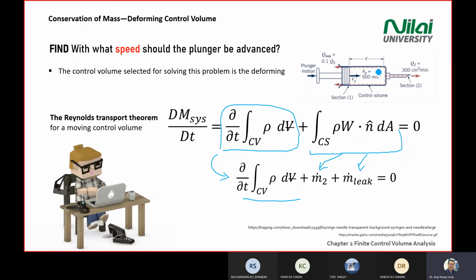Now control surfaces, you have two. In this case you can say you have no inlet, but you have 2 outlet. One is the leak. One is the nozzle outlet here. So you have 2 outlet. There's no inlet because the water is already there, and there's no input for the volume for the liquid. You have the leak and the output from the needle, and both are positive. You have to know why positive. All the outlet is positive.